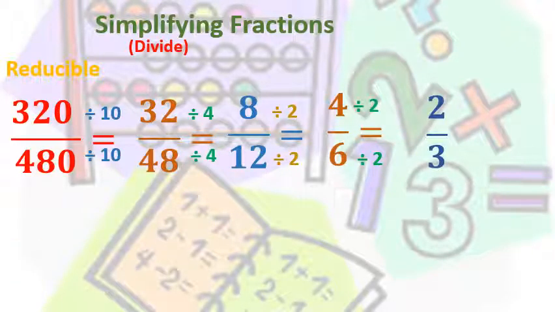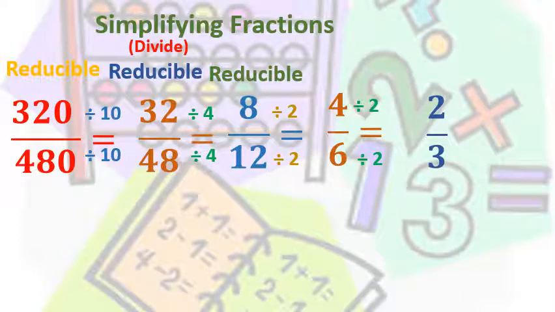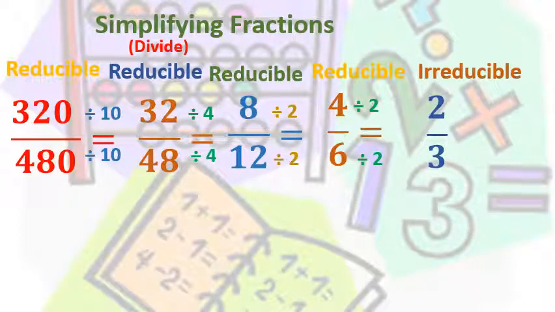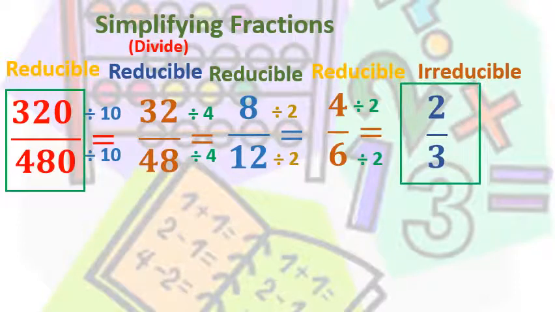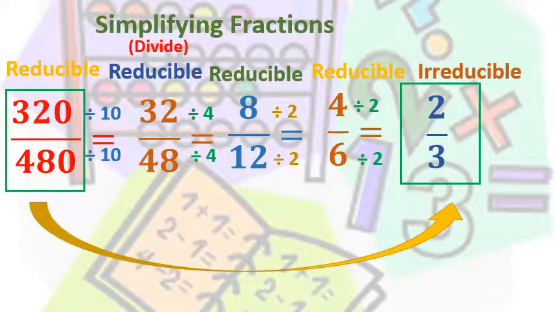So that's why this is a reducible fraction. This is a reducible fraction. Another reducible fraction. Another reducible fraction. This one is irreducible. So we have reducible and irreducible. Now, we moved from reducible to irreducible by dividing many times.